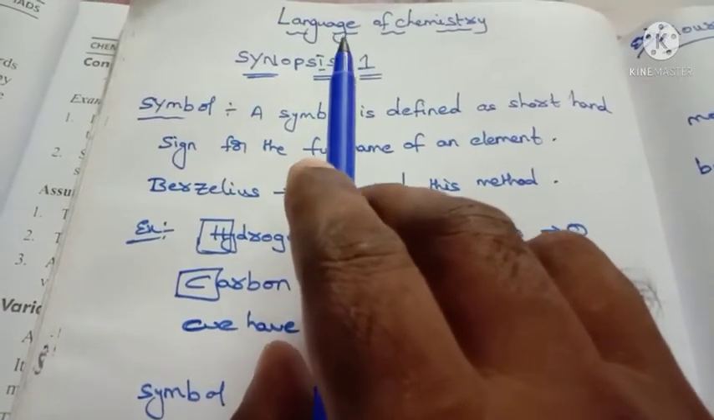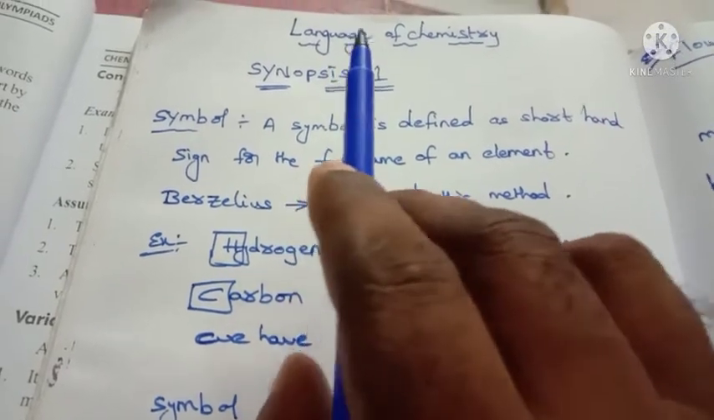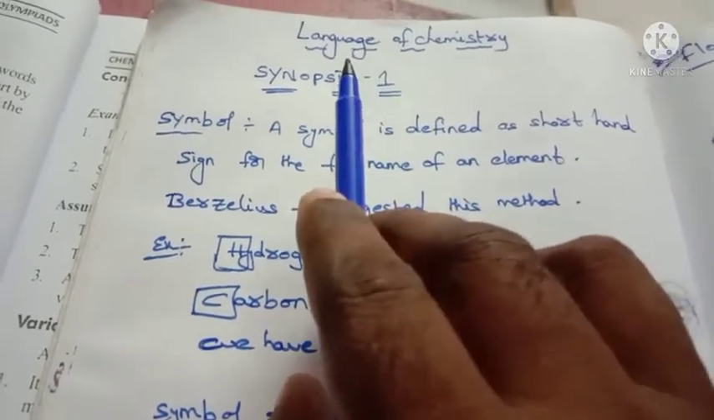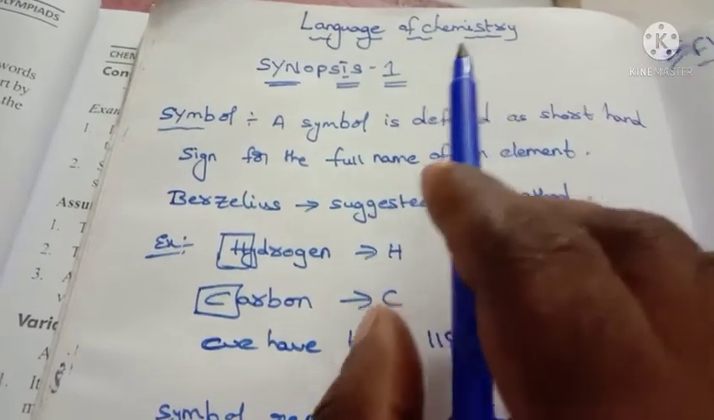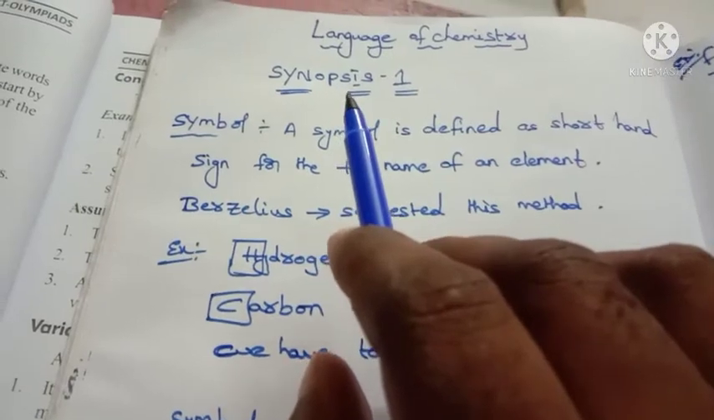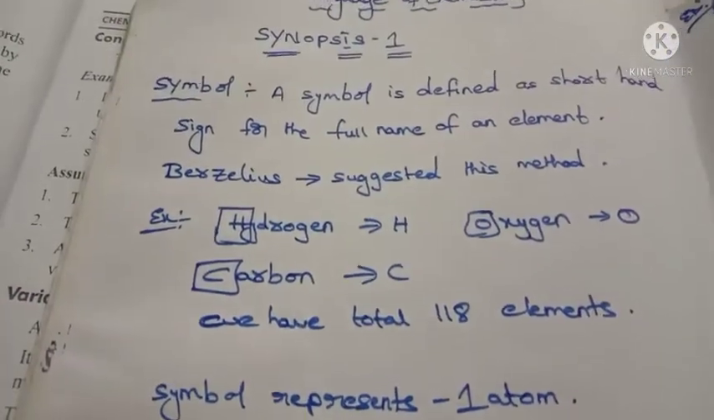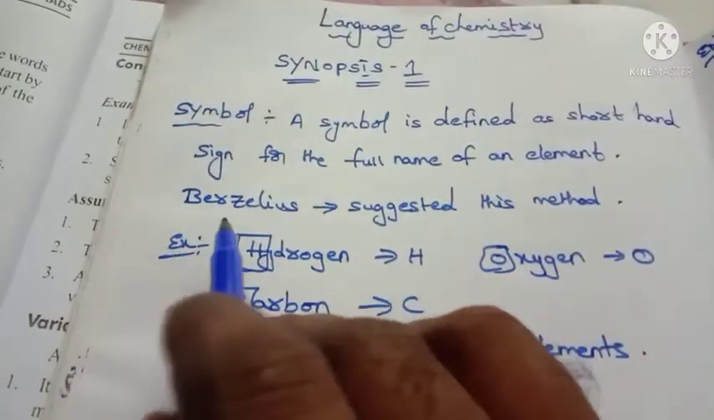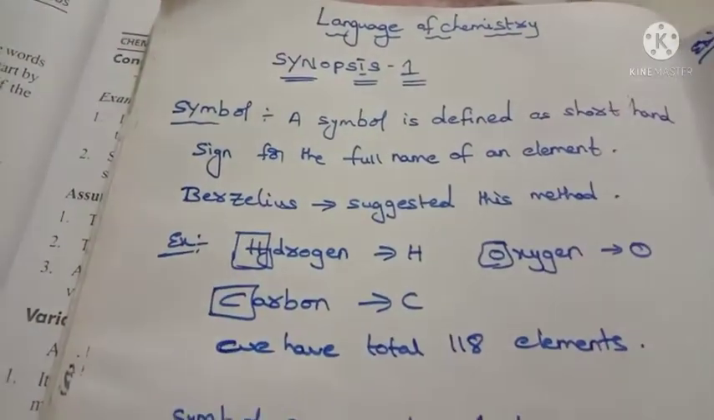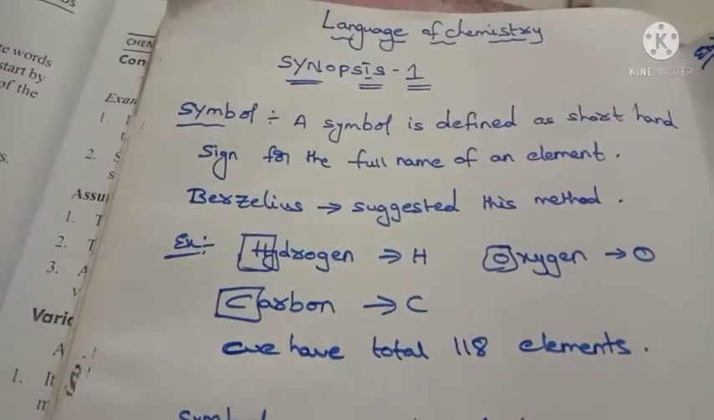See here, I already showed you how the textbook is and what is the first chapter, that is language of chemistry. This is the first chapter we are studying in IIT chemistry. So synopsis 1. In synopsis 1, the topic I am telling you is symbol. Okay, what is this symbol we will see.